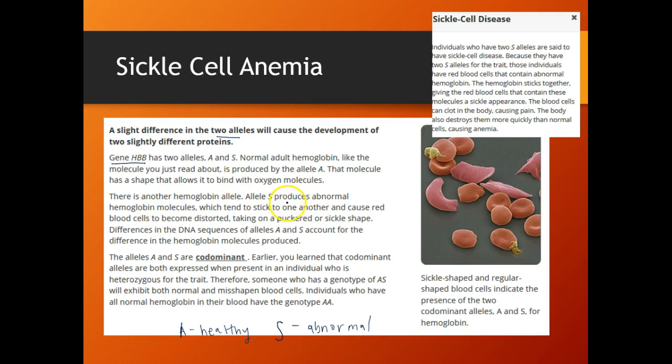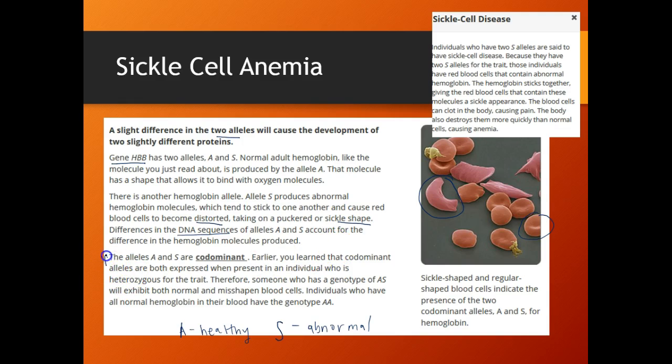So allele S produces abnormal hemoglobin molecules which tend to stick to one another and cause red blood cells to become distorted. So they take on a more sickle shape. Okay, so instead of that healthy looking shape like this, we now have blood cells that look more sickled shape. So differences in the DNA sequences of the alleles of A and S account for the different shape.